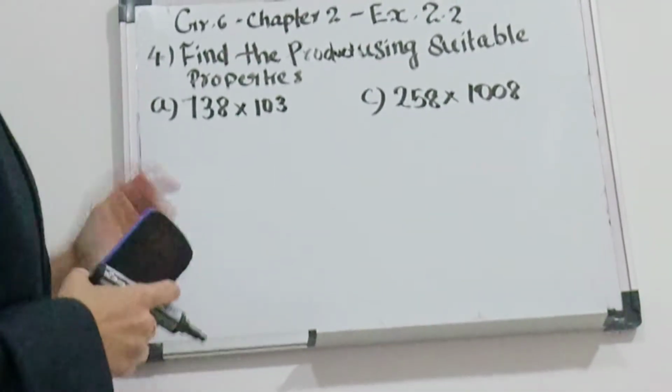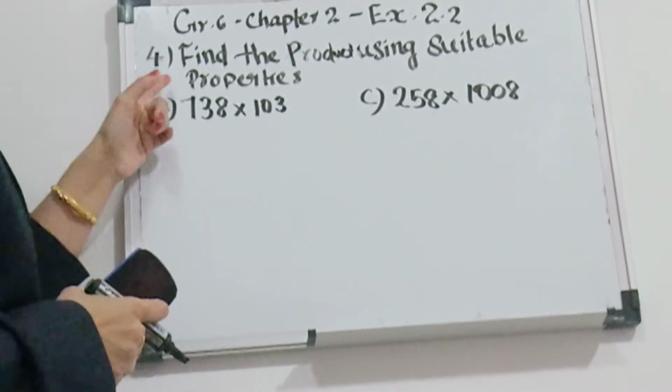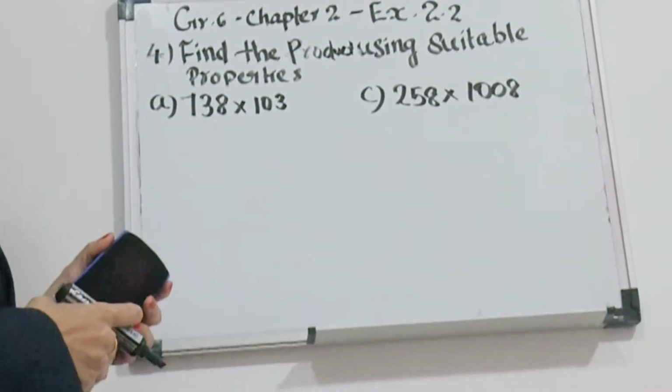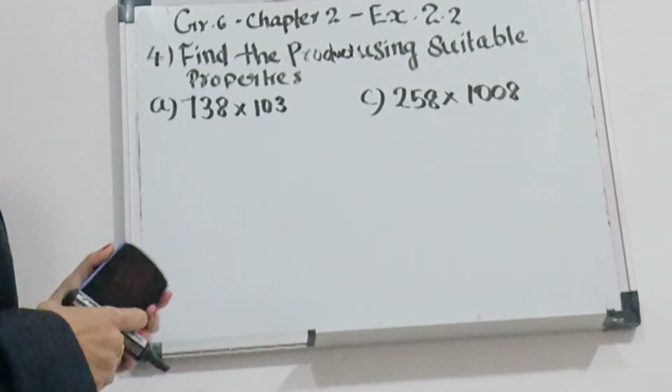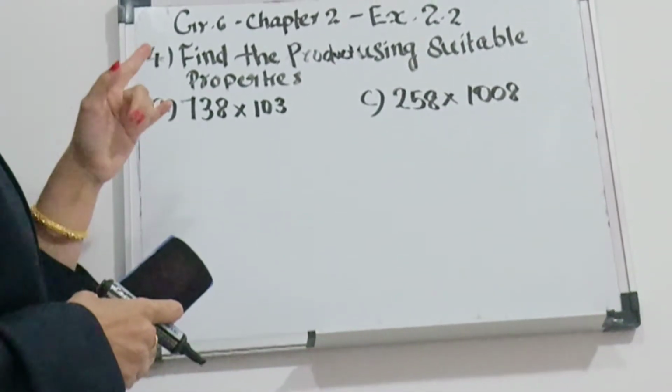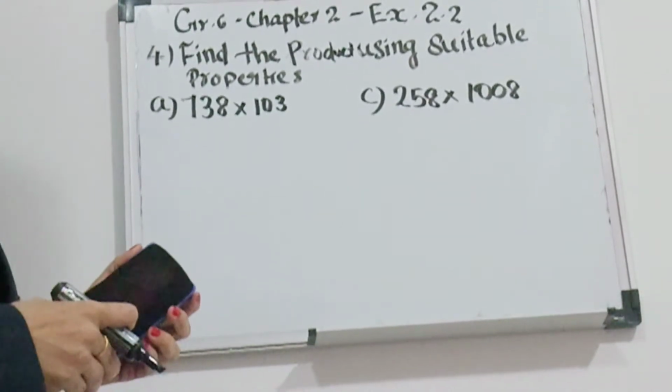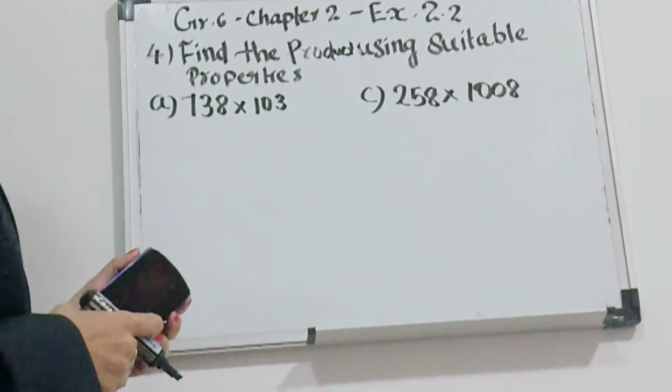Hello students, now I am going to discuss this question, that is find the product using suitable properties. This is question number 4 in exercise 2.2, chapter 2, grade 6 NCERT textbook.